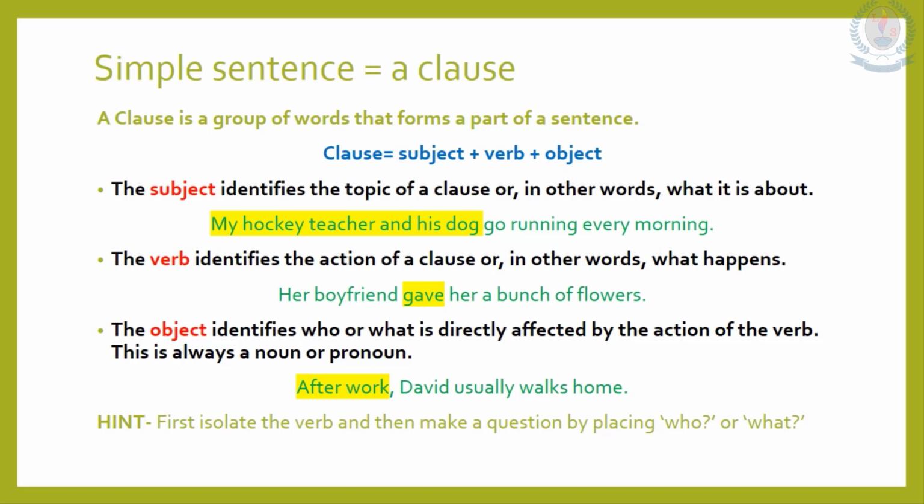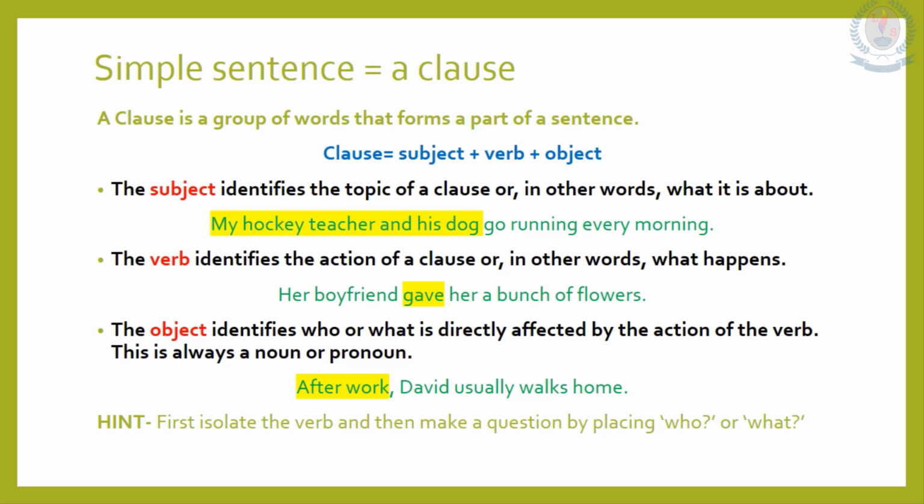The subject identifies the topic of a clause, or in other words, what it is about. My hockey teacher and his dog go running every morning. The first part, who's doing it? Who's doing the action is your subject, right? My hockey teacher and his dog. Verb. Verb identifies the action of a clause, or in other words, what happens. Her boyfriend gave her a bunch of flowers. Gave her is the action.